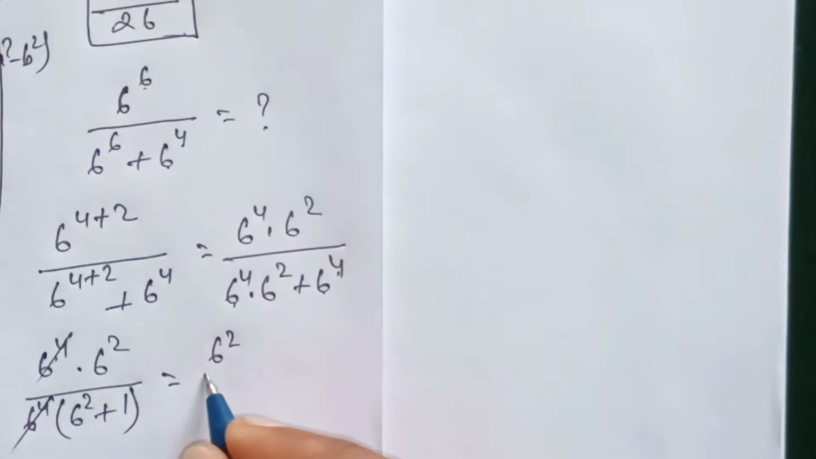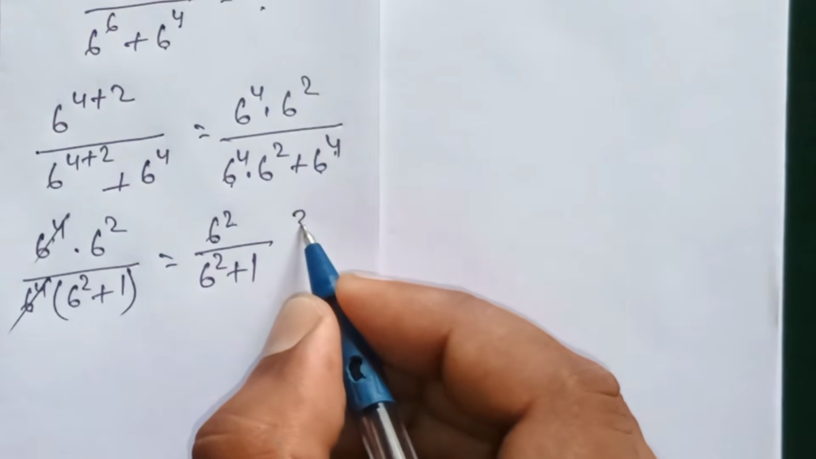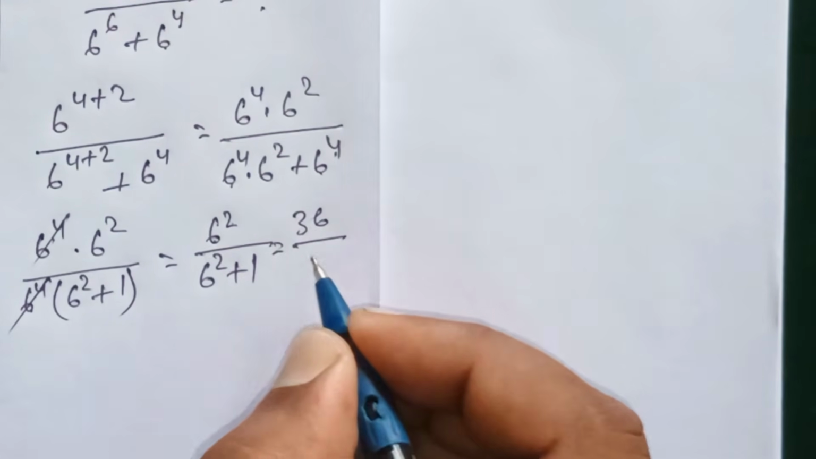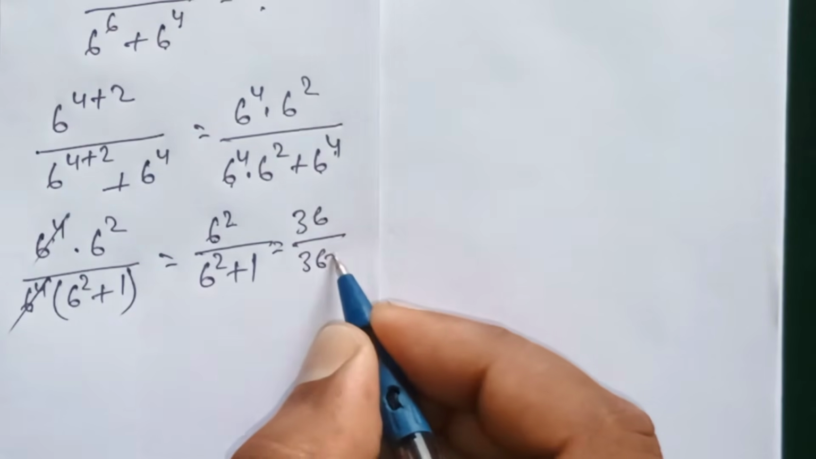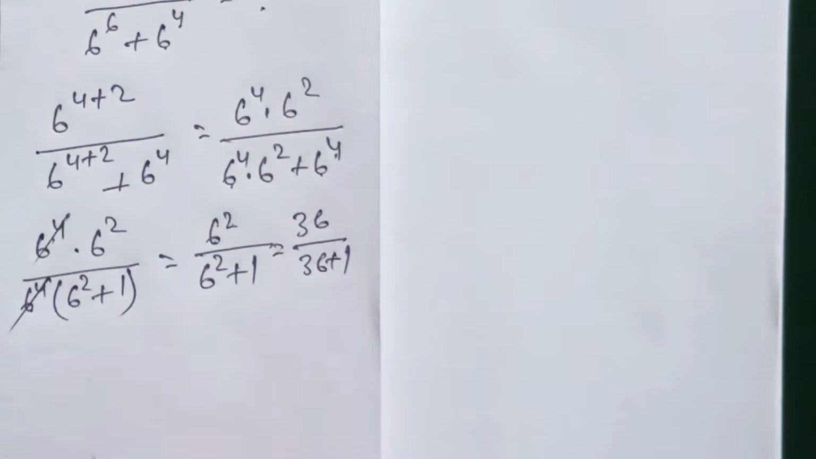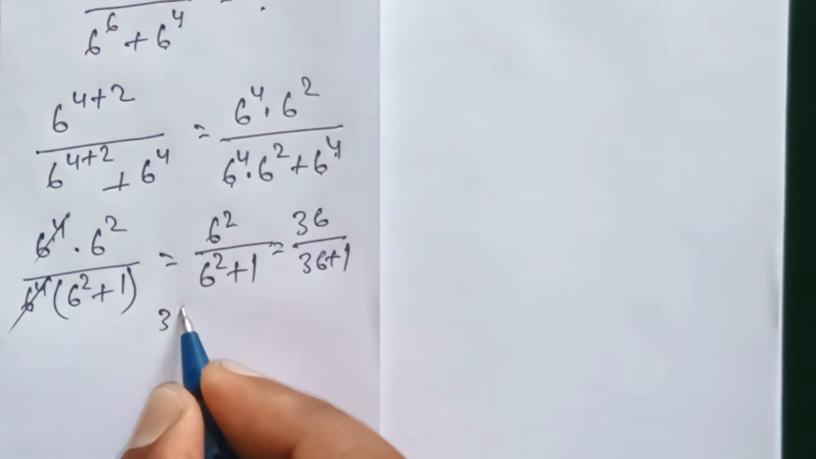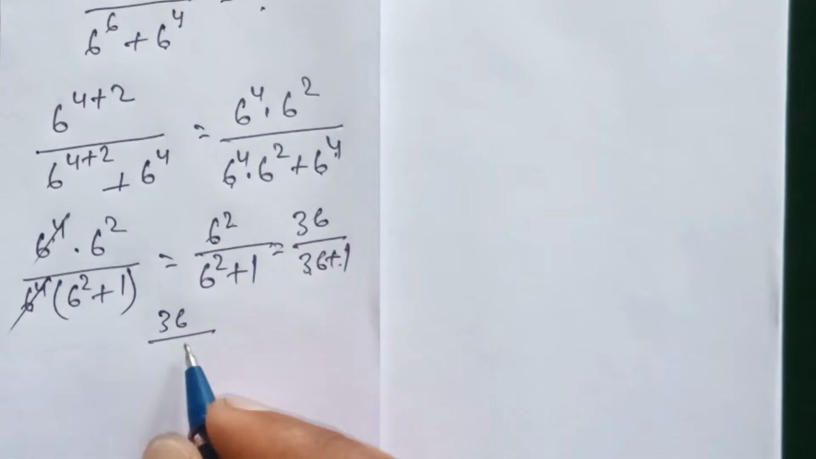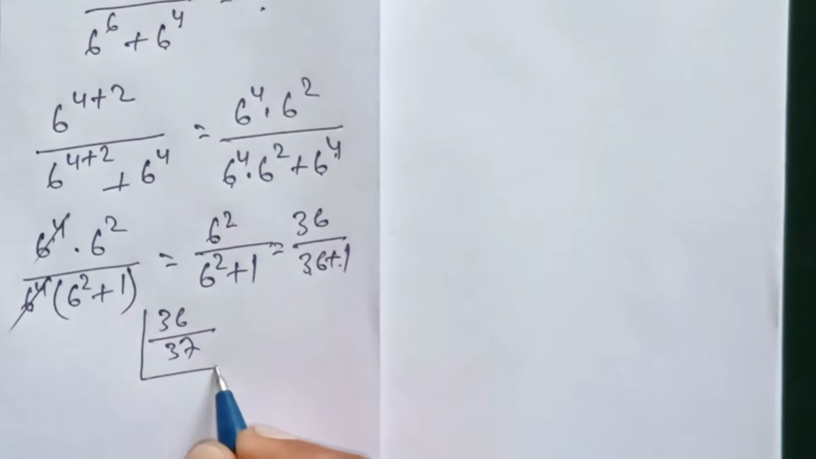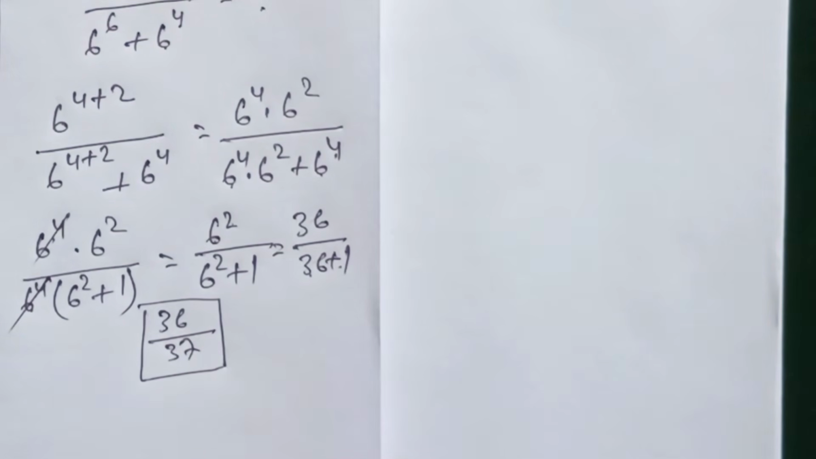6 power 2 divided by 6 power 2 plus 1. 6 power 2, that is 36, divided by 36 plus 1. So here the final value is 36 divided by 36 plus 1, 37. This is the final value of this radical math problem.